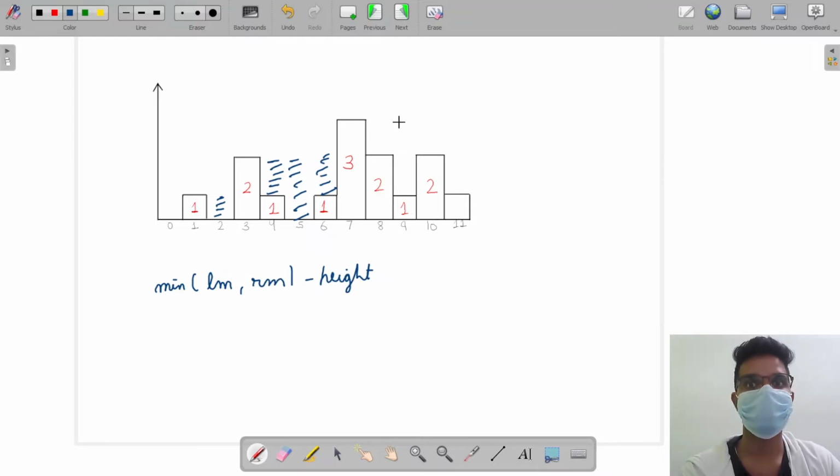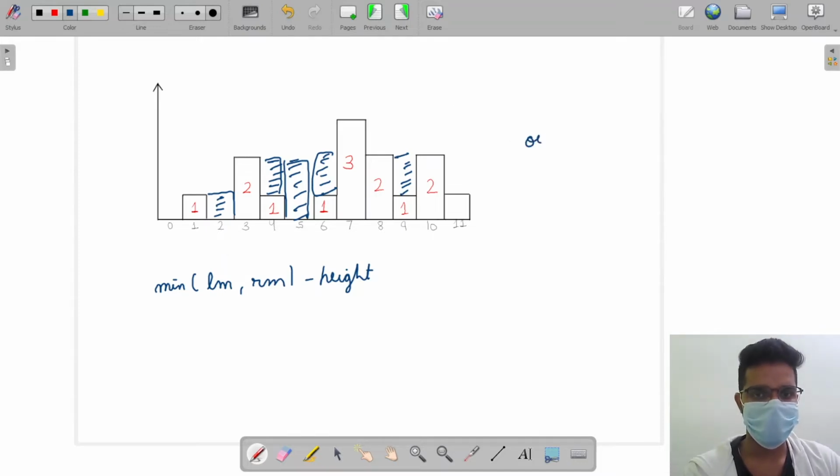Here, we got both left max and right max. That is equal, so you can store 2 units of water minus your own height. Right? As you can see, that's 1 unit, again 1, right? Then 2, then 1. So our output is 6.